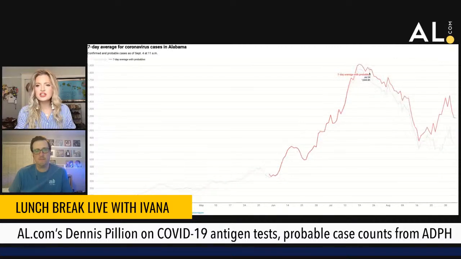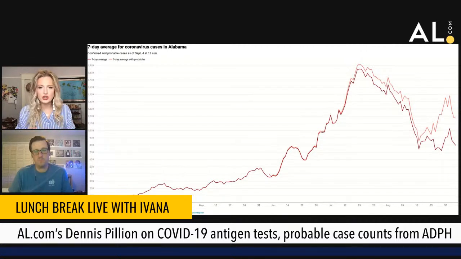So Dennis, let's just quickly talk about what is the difference in these two lines, and when it started, because when the Alabama Department of Public Health started including probable cases, but also how those probable cases have changed over time. We see lately there's been a much bigger spike in probable cases versus actual cases. Yeah. And you can see there, for most of this outbreak, those two lines are very close together.